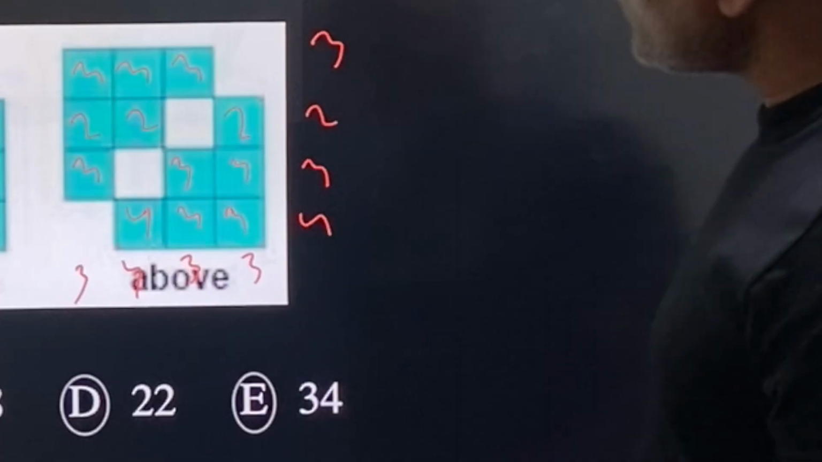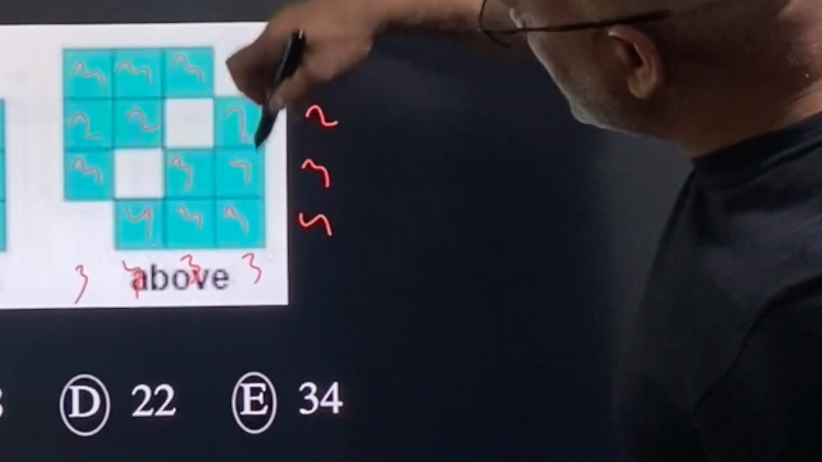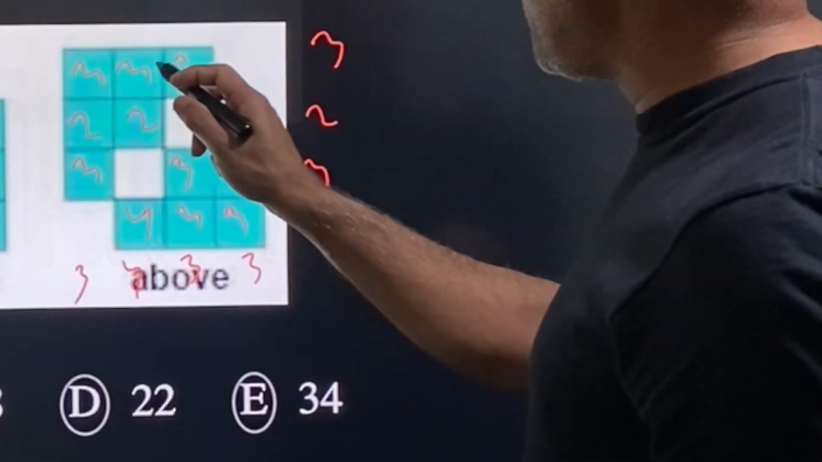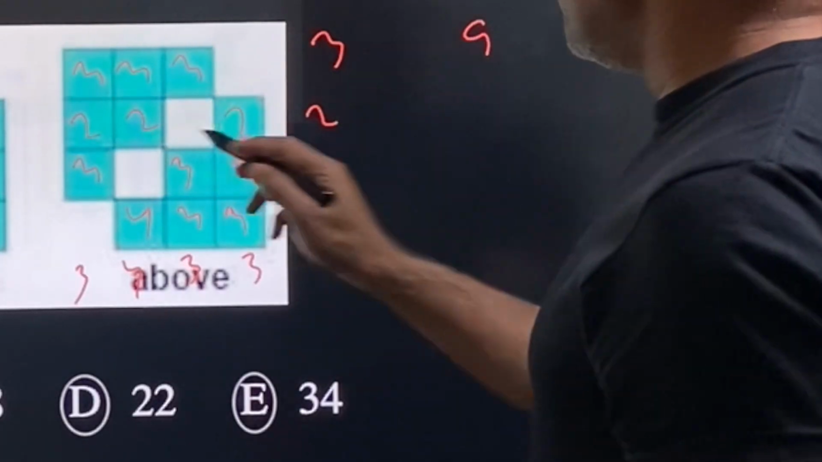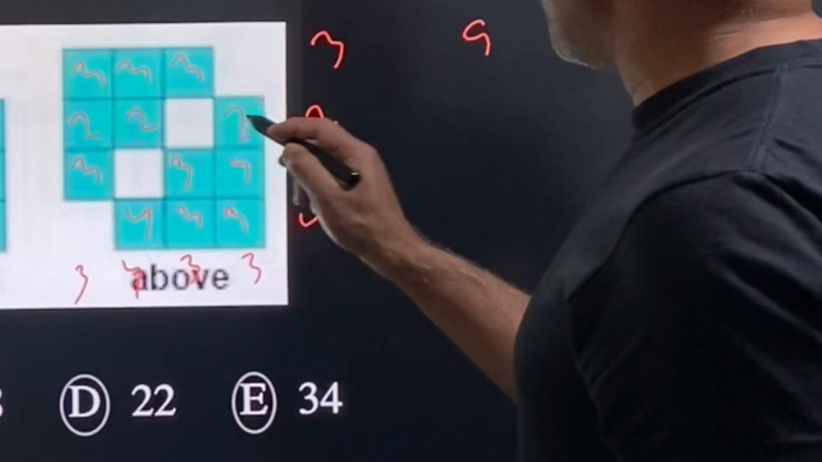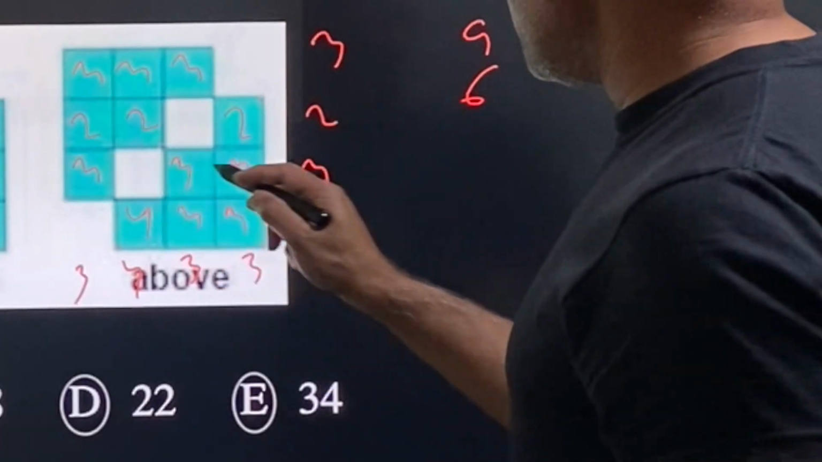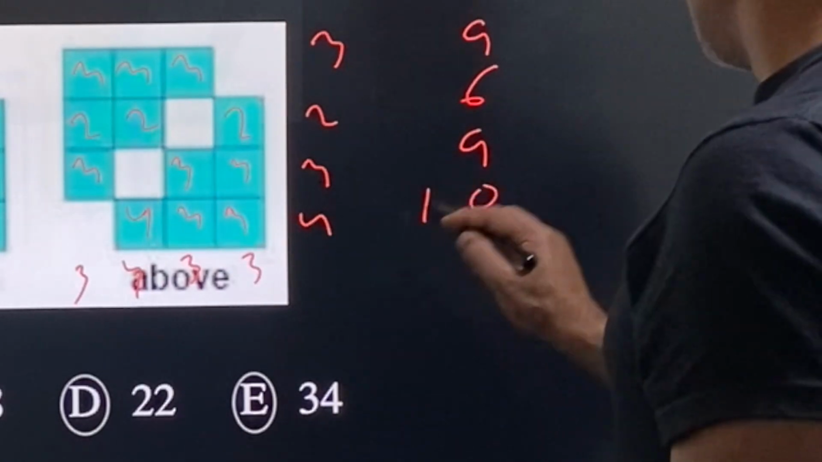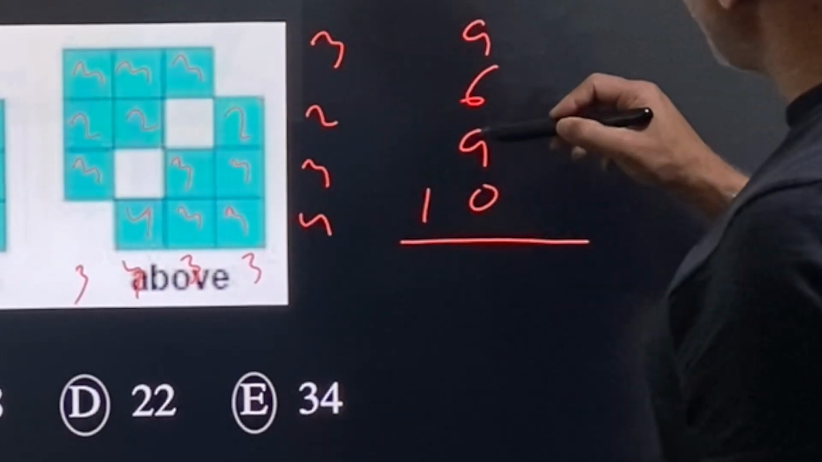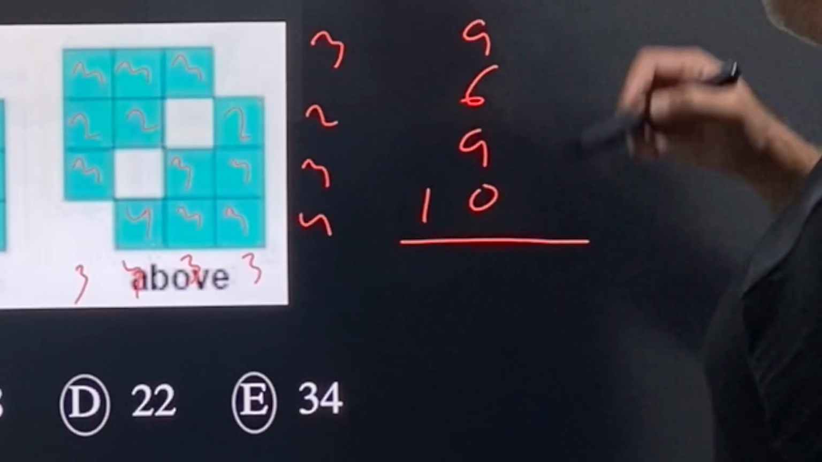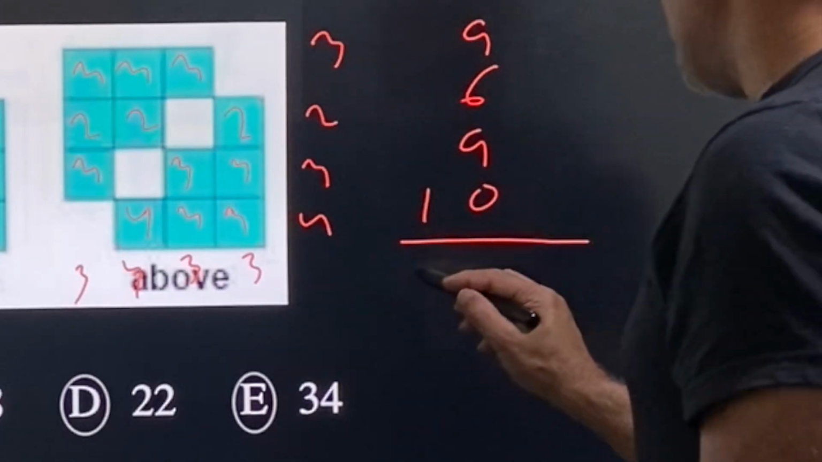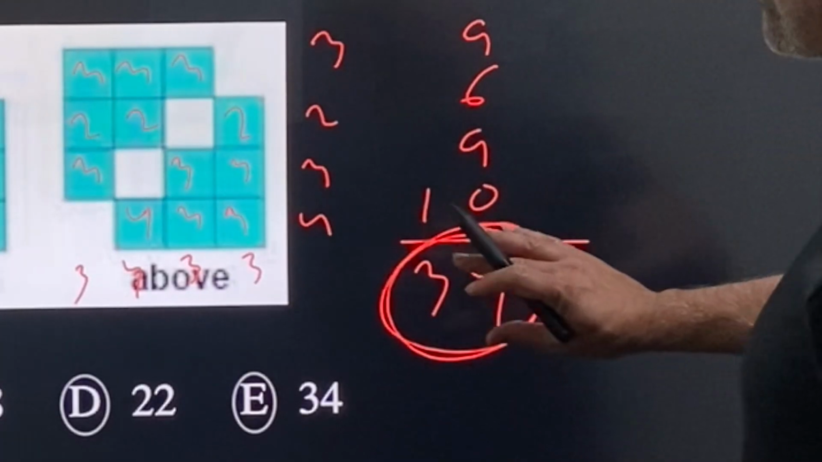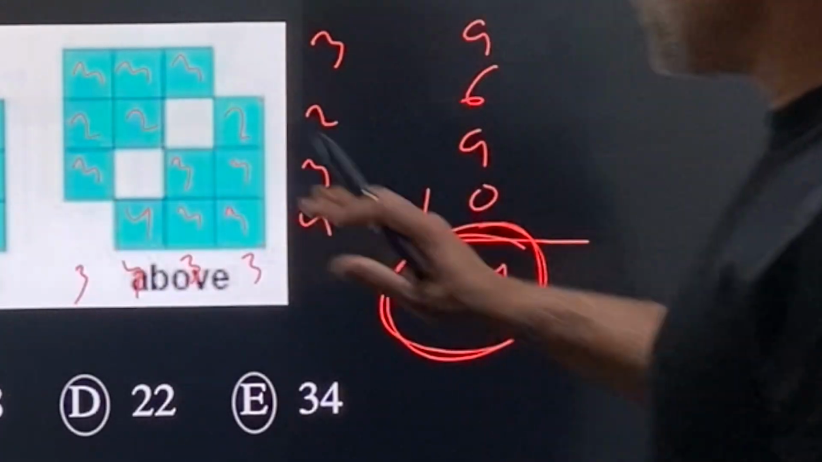Now, if I add all these numbers, that will give me the maximum number of cubes. So let me add it. So this 3 is 9. This is 2 plus 2 plus 2 is 6. This is 9. And this is 10. So the total, I have 9 plus 9 is 18. Plus 6 is 24. 34. So this is the maximum number of cubes I need to use to get these three views.